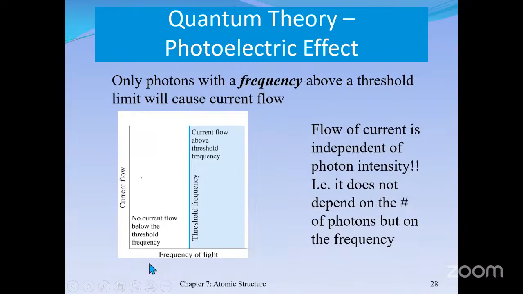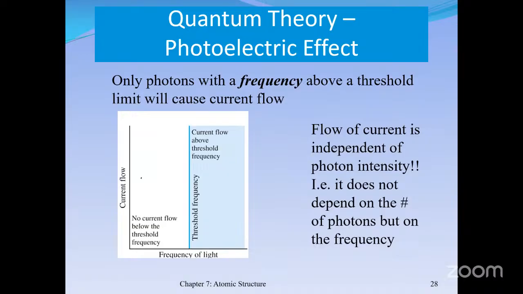And that is shown in this diagram right here. On the y-axis, you have the current flow. On the x-axis, you have the frequency of the light. If the frequency of the light is below this threshold frequency, then there'll be no current flow. Once you get to that threshold frequency, then you're going to get current flowing.